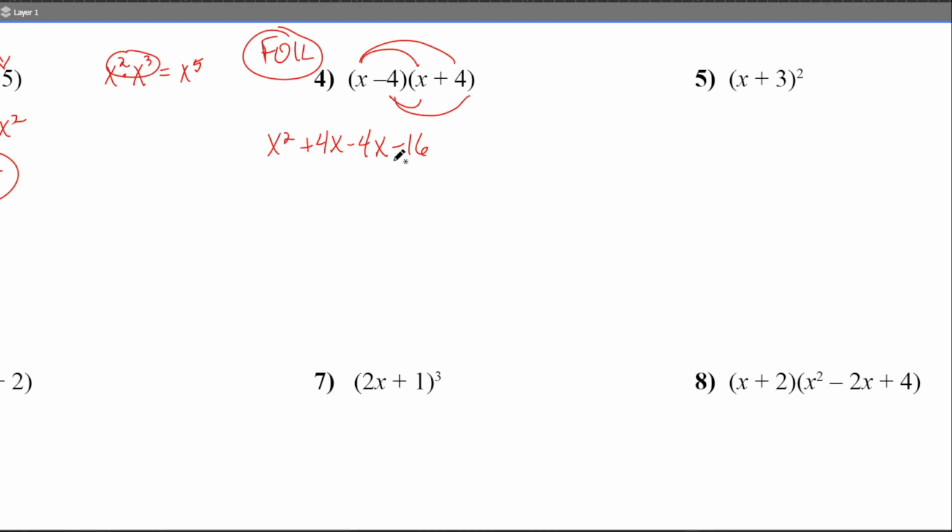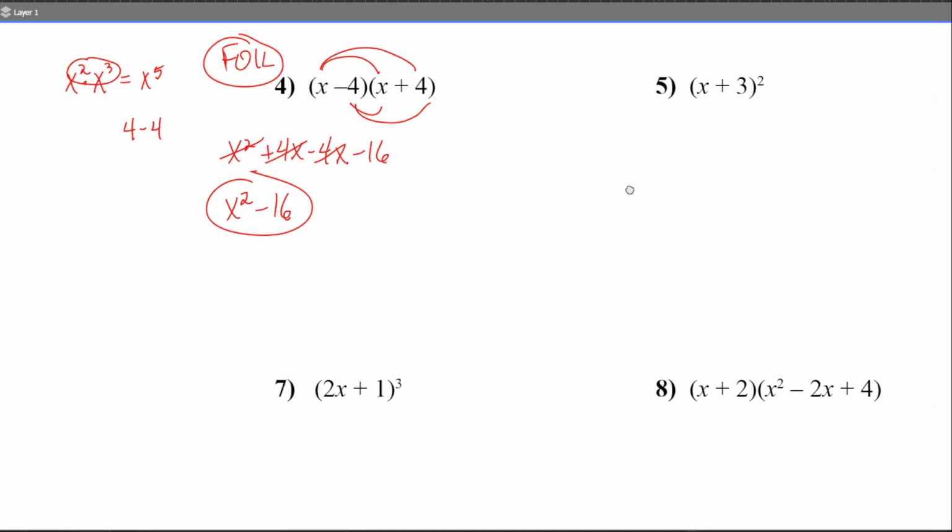There's no like terms with an x squared, so I just write down x squared. I have an x and an x here, so it's a positive 4x minus 4x. Well, what's a positive 4 minus 4? It's a 0. 0x. 0x is just a 0, so I don't need to put it there. So I'm not even going to write anything down for that. It's just a 0. What do I have left over? I got a minus 16 left over. That's your answer. It's easy as that.